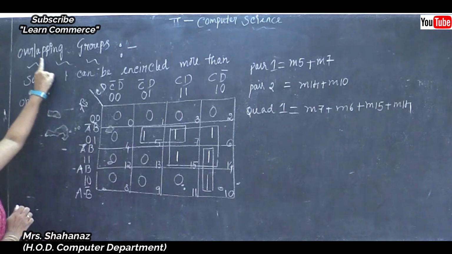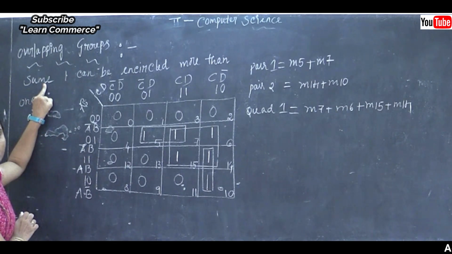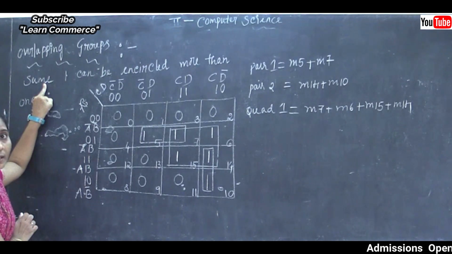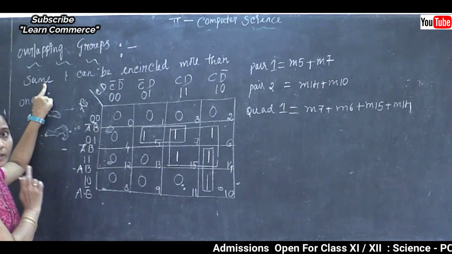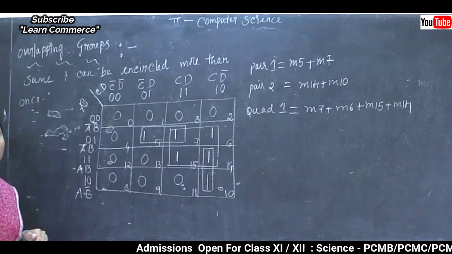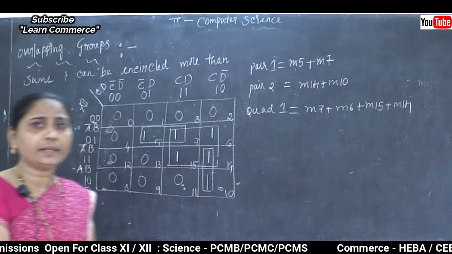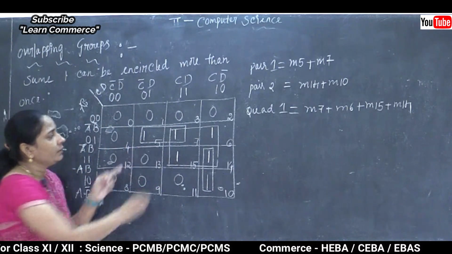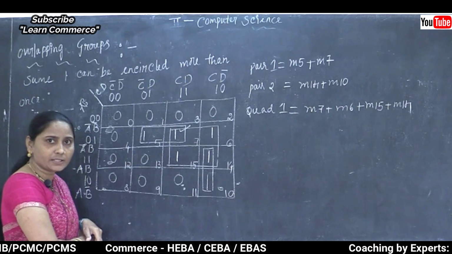Now we are in the concept of overlapping groups. We know the meaning of overlapping groups: the same one can be encircled more than once. So when you observe this example or this K-map, observe that M7 has been encircled twice, correct?